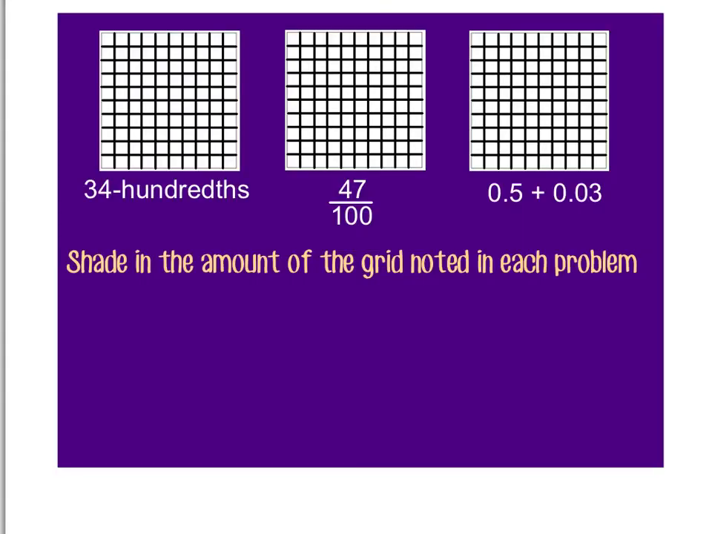Alright, lastly, I want you to go on your Cornell notes and I want you to shade these pictures in. Be careful on that last one. You're going to shade in 5 tenths and then you're going to add to it 3 more hundredths. Kind of like we took our 28 hundredths and we add in our 6 more hundredths.